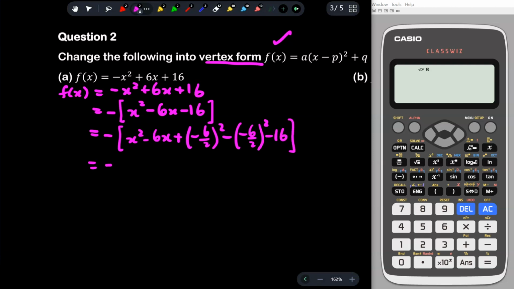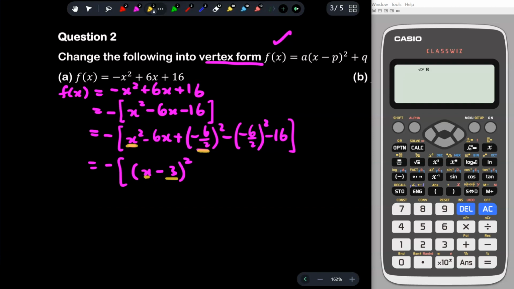Okay, so now we're going to take the first one and the third one into the round bracket. So x minus, so 6 over 2 is 3, and then close bracket, square. Remember we take the first one, which is x, and then we take the third one, which is negative 3. We put into the round bracket and then we square.